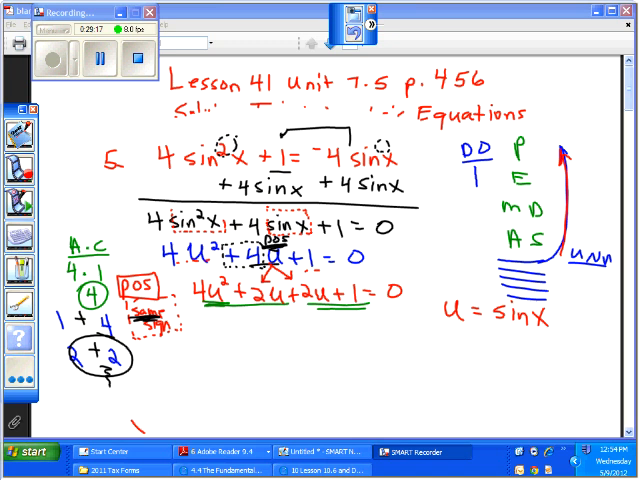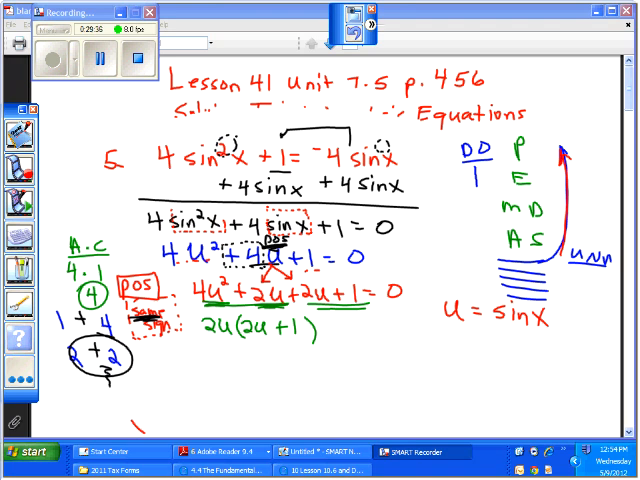What can you factor out of 4u squared and 2u? 2u. So we say 2u times what is 4u squared? 2u. And 2u times what is 2u? 1.